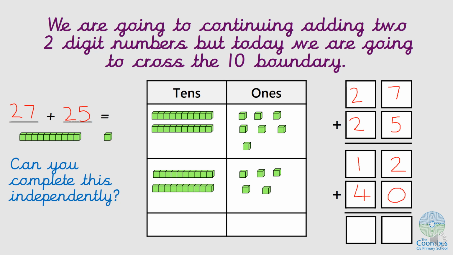And when we're adding together, we just want to add the expanded part of our column addition. So 2 add 0 is 2. 1 ten add 4 tens is 5 tens. So our answer is 52. Well done if you got that correct.